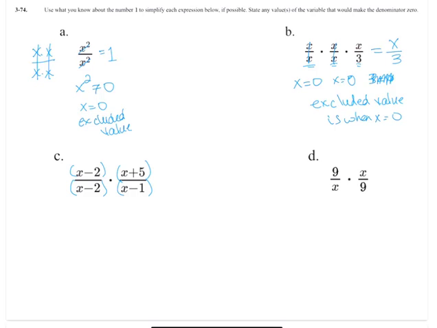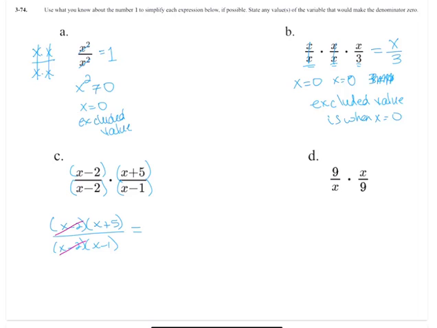Now you can either leave it the way that it is, or you can combine these so that it's all under one fraction. So you could write it as, in your numerator, x minus 2 times x plus 5, all over x minus 2 times x minus 1, right? Now we're looking for those factors, those things that are being multiplied, that match up perfectly. I have an x minus 2 on the top and an x minus 2 on the bottom. My x plus 5 and my x minus 1 don't match, so those aren't canceling.